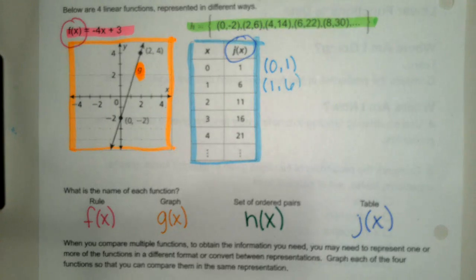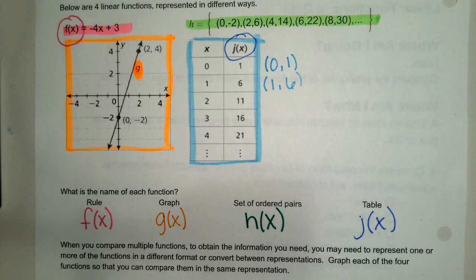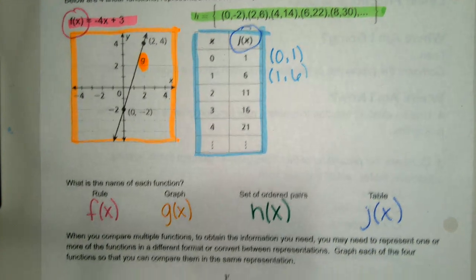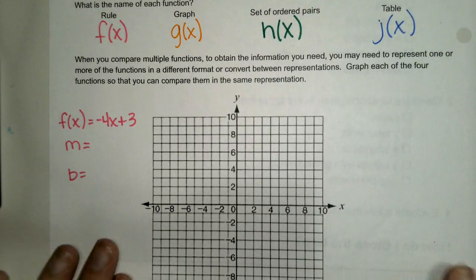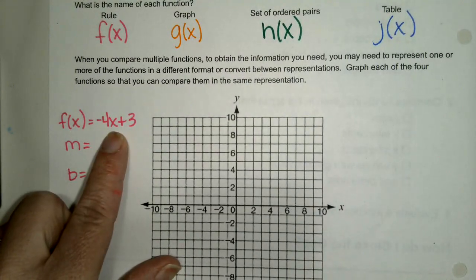So when you want to compare multiple functions, in order to obtain the information that you're going to need, you're going to want to represent those functions all in one representation. So I think it's going to be easiest for us to graph all four functions so that we can compare them. Our first graph that we're going to do is the rule, the f of x.